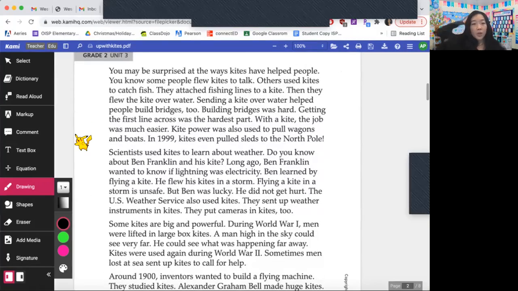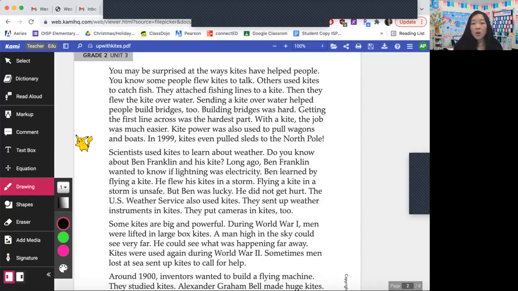Let's keep going. You may be surprised at the way kites have helped people. You know, some people flew kites to talk. Ooh, remember there was a story about how they used it to communicate? Others used kites to catch fish. They attached fishing lines to a kite. Then they flew the kite over water. Sending a kite over water helped people build bridges too.